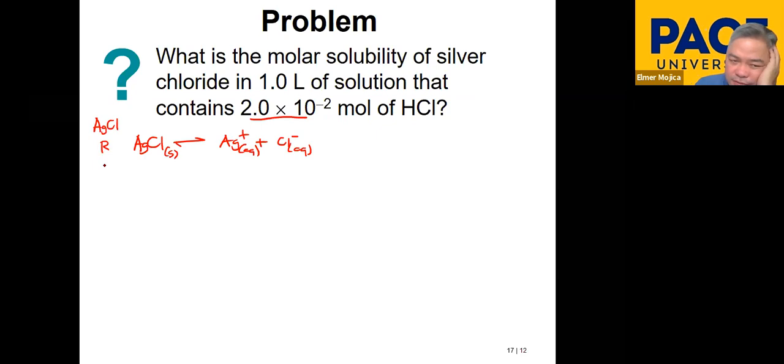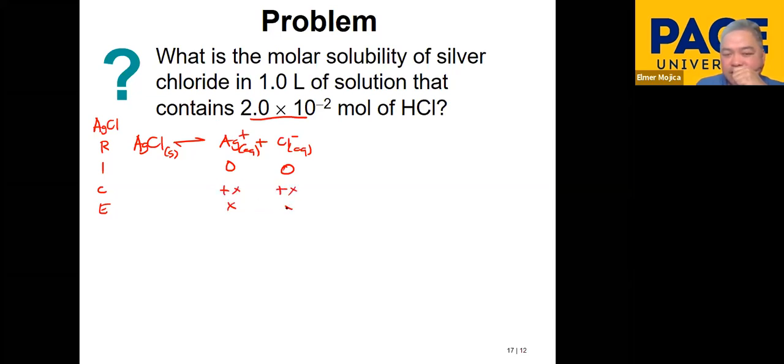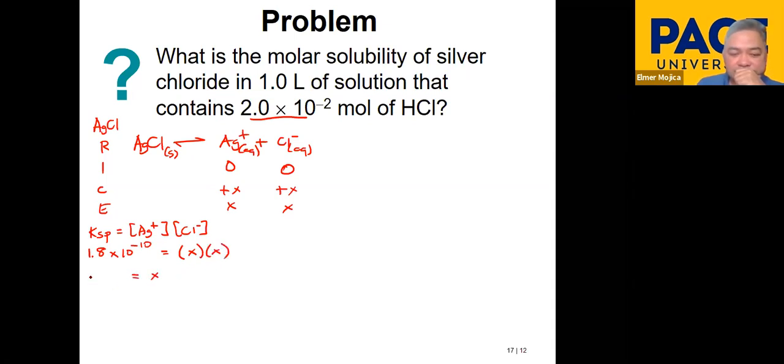So if we have the normal one, what are the changes that we have here? Nothing in the initial, and this one becomes what? What do you have in your silver ion and chloride ion? So that's plus x, and this is plus x, and this is x, x. So if you're going to look at this, this is just Ksp equals silver ion times chloride ion. And your Ksp is given as 1.8 times 10 to the negative 10. So this one is x times x. So what is the x? Just the square root of 1.8 times 10 to the negative 10. So what's x here? What's the value that you get?